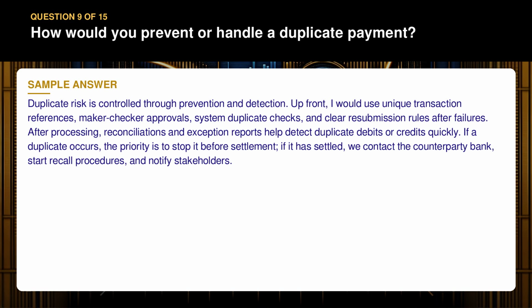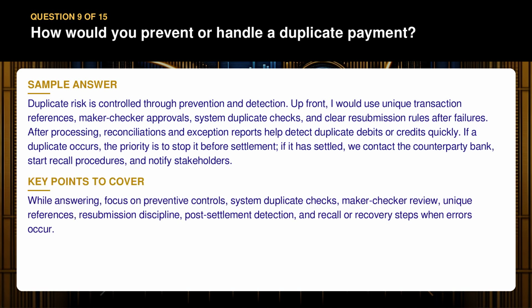If a duplicate occurs, the priority is to stop it before settlement. If it has settled, we contact the counterparty bank, start recall procedures, and notify stakeholders. While answering, focus on preventive controls, system duplicate checks, maker-checker review, unique references, resubmission discipline, post-settlement detection, and recall or recovery steps when errors occur.